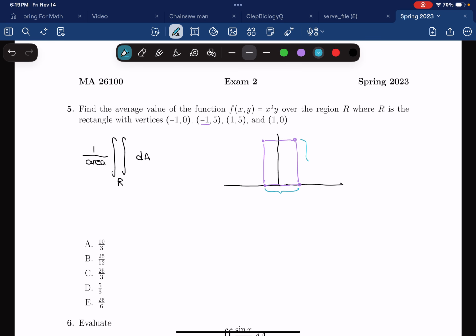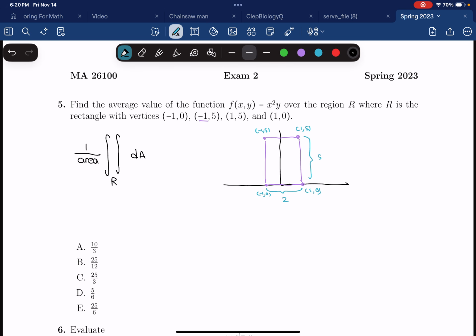So let's see. This will become 1, 5, negative 1, 5, negative 1, 0, 1, 0. So you know that this side length is 2 and this side length is 5. Based on this, you already know our area, which is base times width, equal to 2 times 5, which is 10.